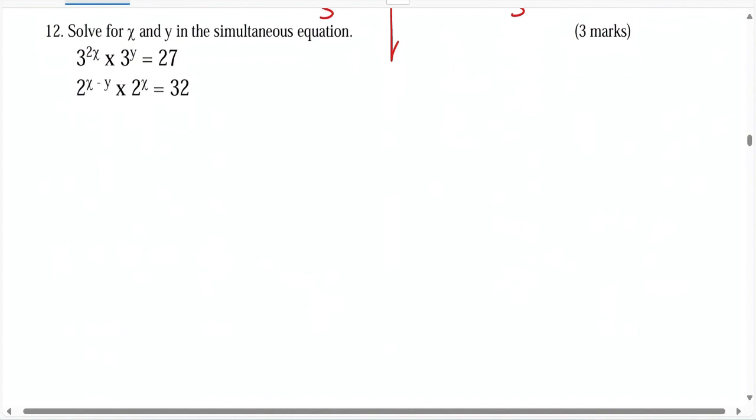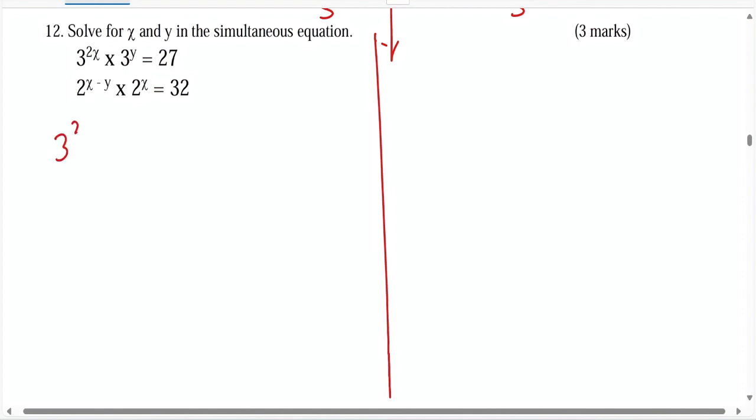Question 12. So question 12 yasema nini? Solve for x and y in the simultaneous equation. Swali rahisi majamani. Hii swali basi mtu ambaye atakakosa atakuwa hafikirii vizuri. Sawa, tunajua wanafunzi wengi huwa wanakosa. Solve for x and y in the simultaneous equation which is 3 power 2x times 3 power y equal to 27 na 2 power x minus y times 2 power x equal to 32.